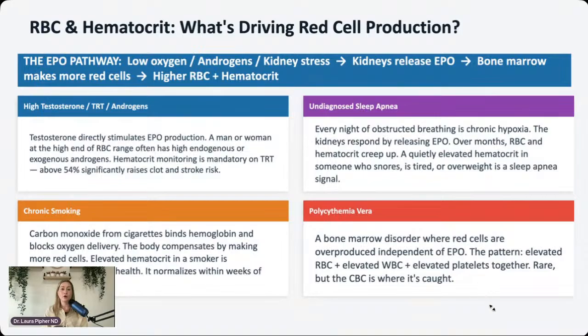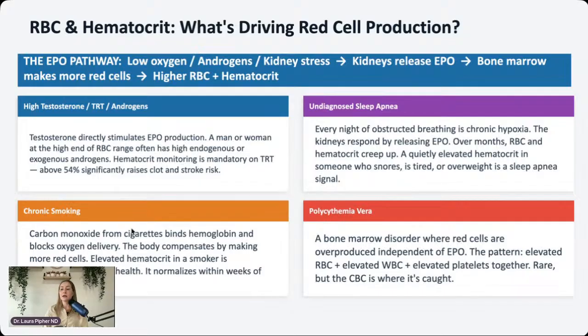So first and foremost, we're going to look at the red blood cells and hematocrit. Red blood cells are the cells that carry oxygen throughout the body. You have billions. The red blood cell count tells you how many you have. And we know that hematocrit is actually the percentage of your blood that is made up of red blood cells. So if your hematocrit is 45%, nearly half of your blood volume is red cells.